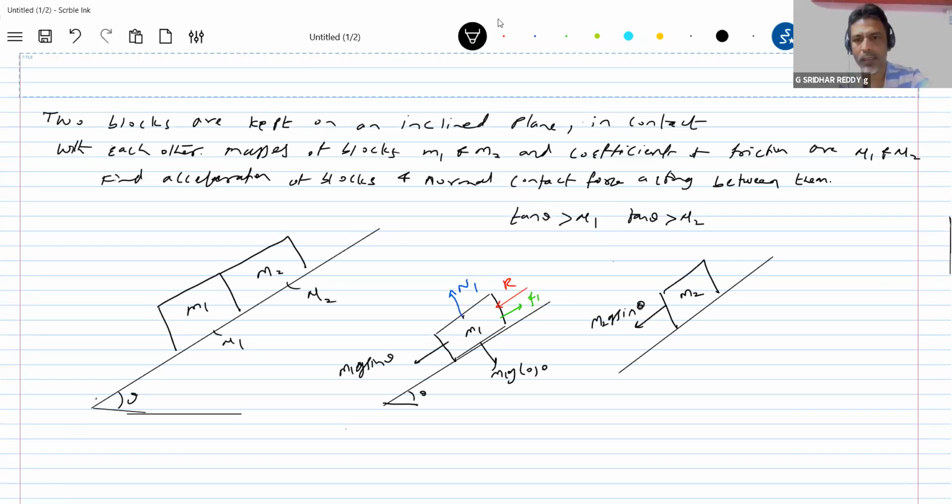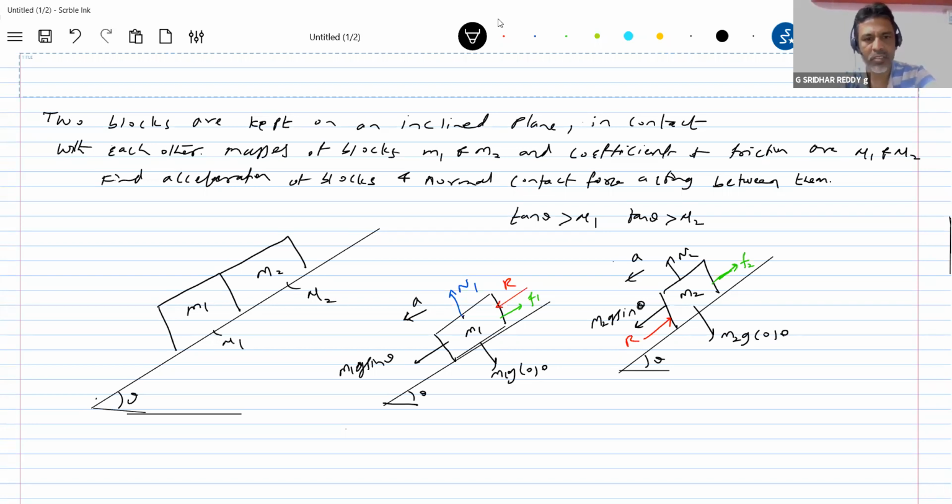Similarly, on the other block, M2g sine theta. Now, what about the normal reaction between the blocks? The R should act in this direction. The friction on that, call it F2. Then this is N2. This is M2g cos theta. Both are in contact, so let there be a normal reaction between them. Let me write the expression for acceleration.